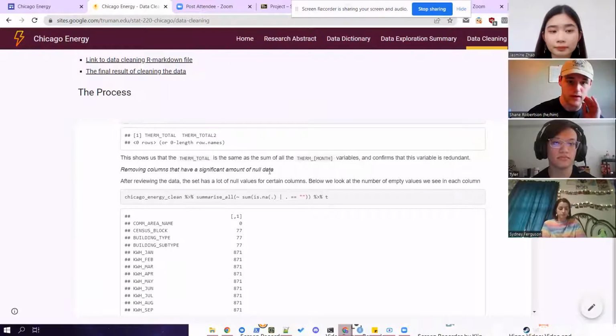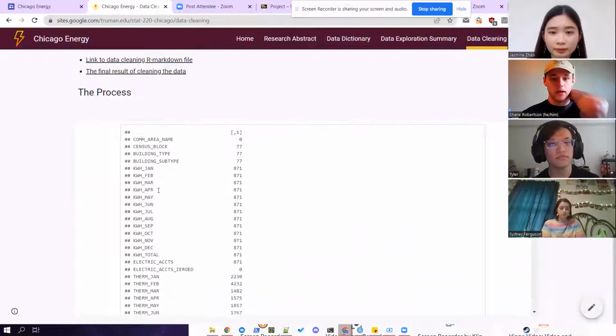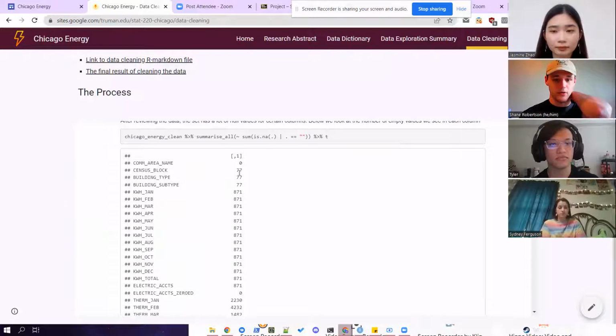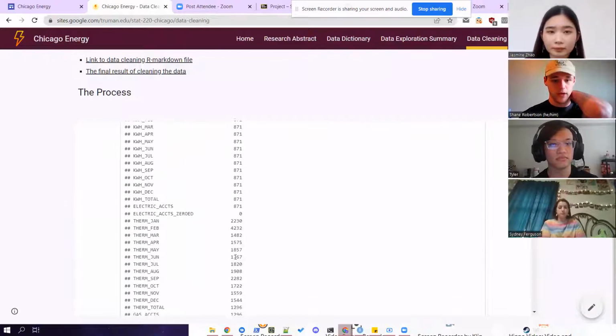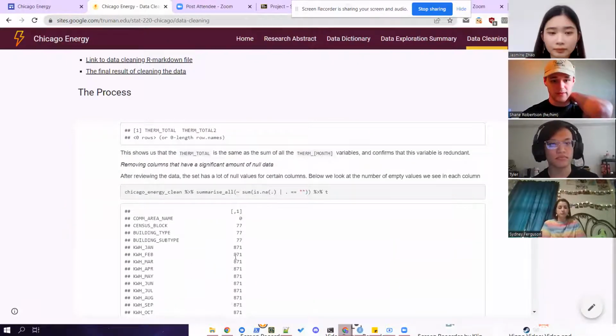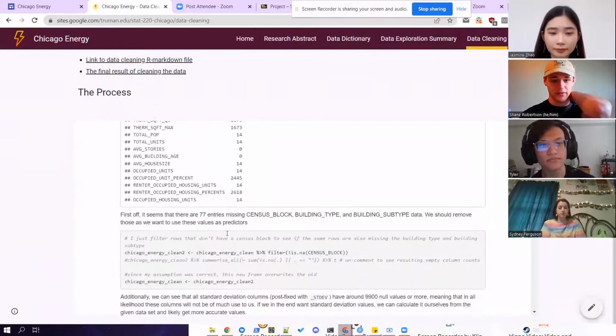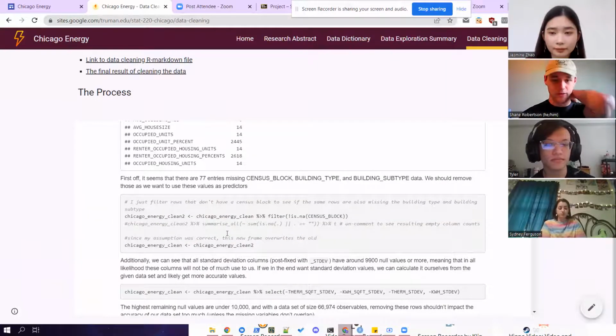Removing columns that had a significant amount of null data. So this function goes through and it summarizes all of our data on the column community area name and all these other variables. This counts the number of null instances for each column we have. We can see some of them are quite empty. So clearly we have a lot of data to go through and shuffle and reconfigure.